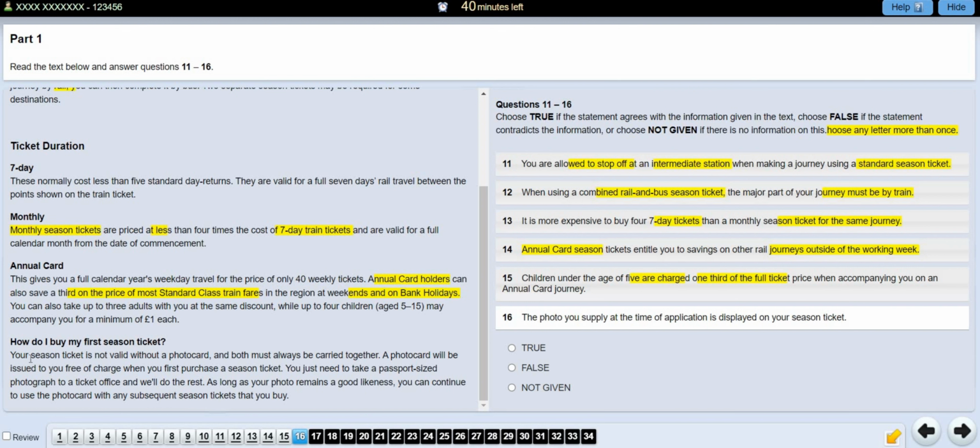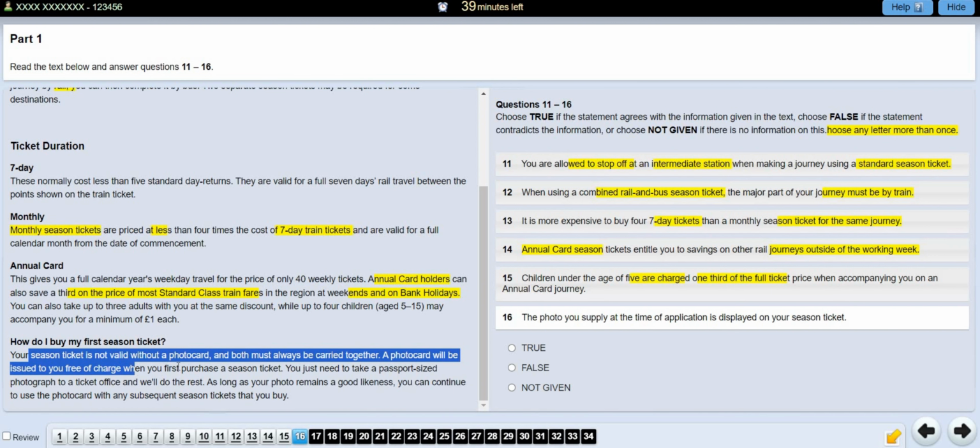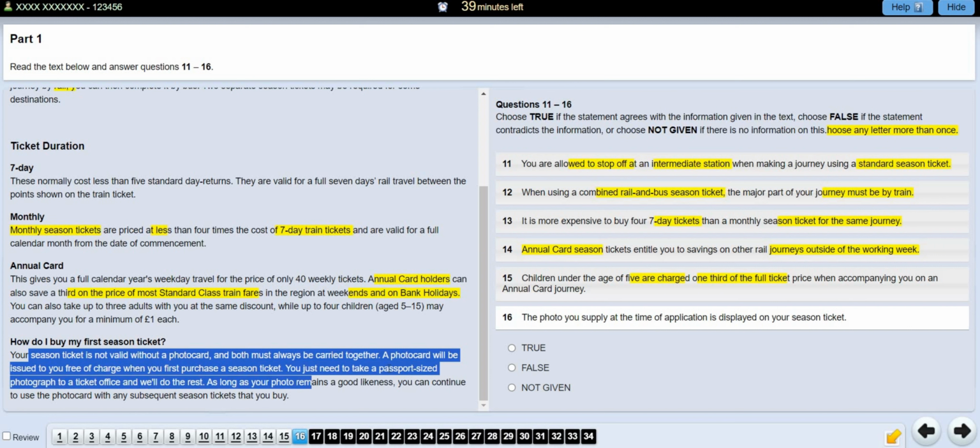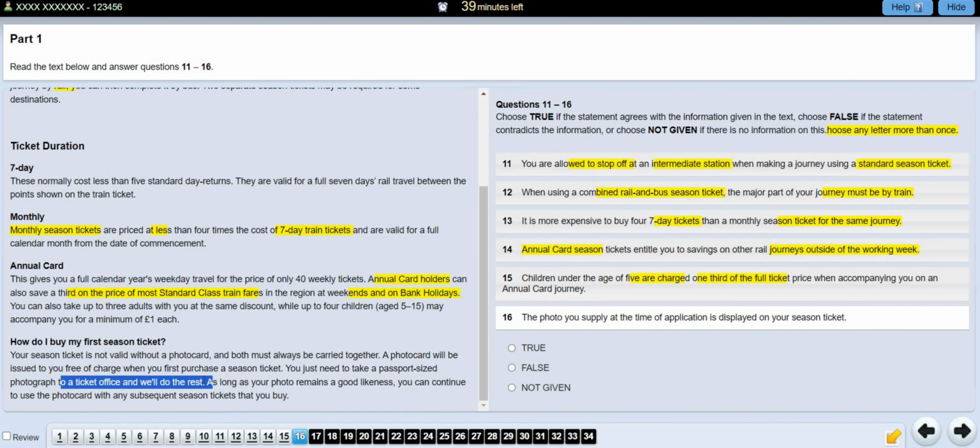The photo you give is displayed on the season ticket. The season ticket is not valid without a photo card and both must always be carried together. A photo card will be issued to you free of charge when you first purchase a season ticket. You need to take a passport size photograph to the ticket office and we'll do the rest. So you give the picture and they'll do something about it.